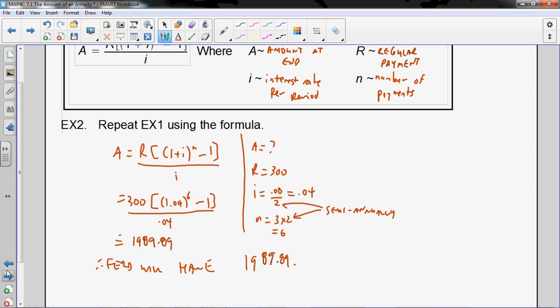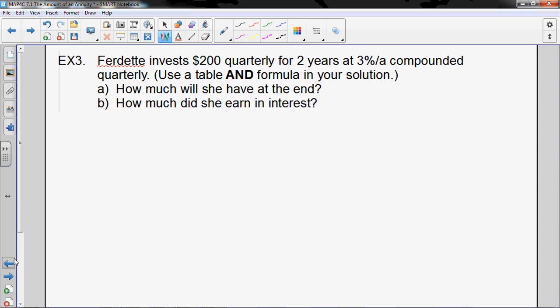Okay, example 3. Fredette invests $200 quarterly for 2 years at 3% compounded quarterly. Use a table and a formula. So we're going to do both. Now, how much will she have at the end? Well, let's set it up.